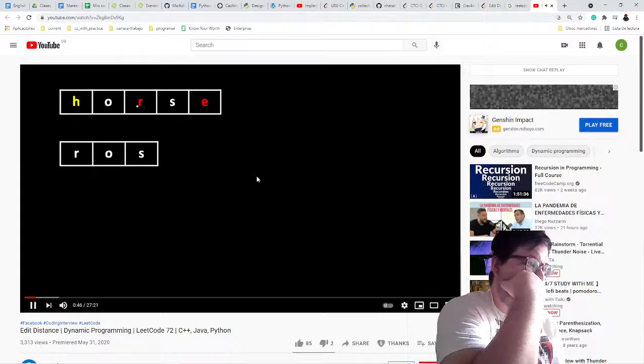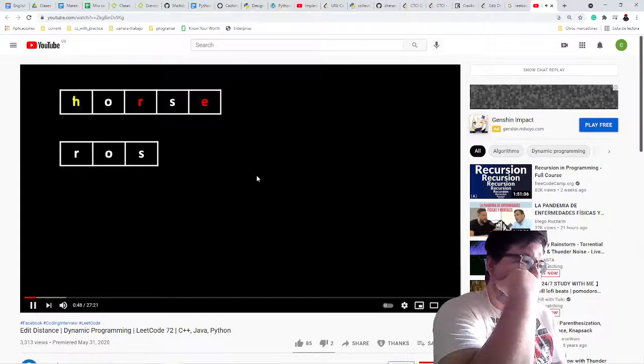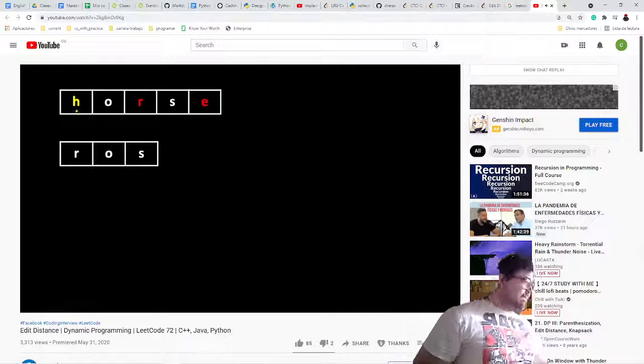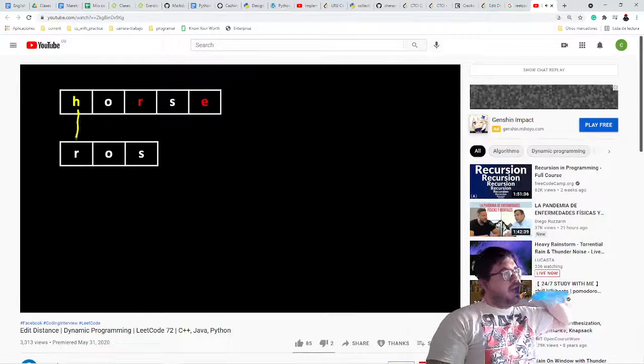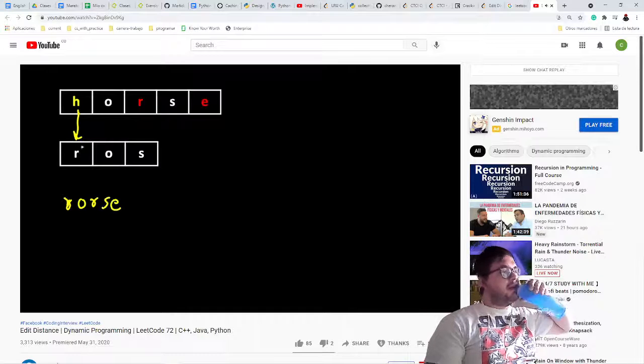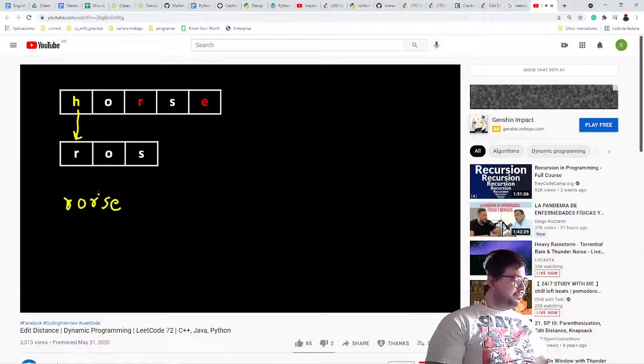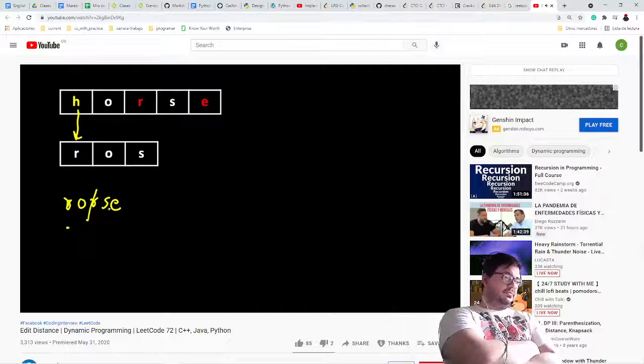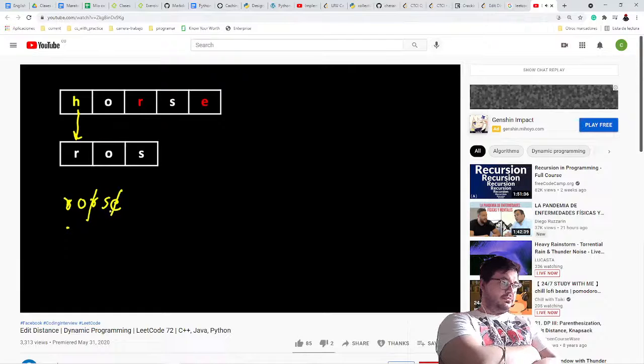So here red denotes deletion, and I have labeled it in yellow to denote substitution. So we can replace this H by R. So what will this become? This will become RORSE after one operation. Next, if we delete this R that is marked in red, it now becomes ROSE, which is very close to this now. And now once we delete this E, this becomes ROS. So we had done three operations. One is substituting H with R, next is deleting R and E. So in total, three operations are required.